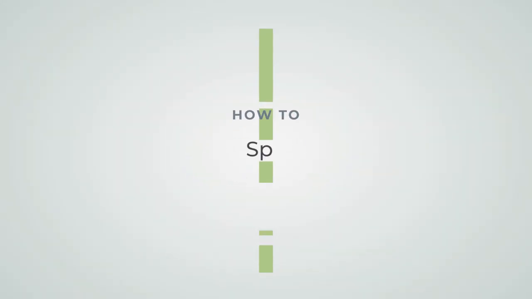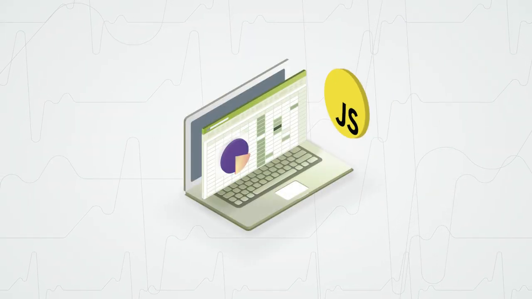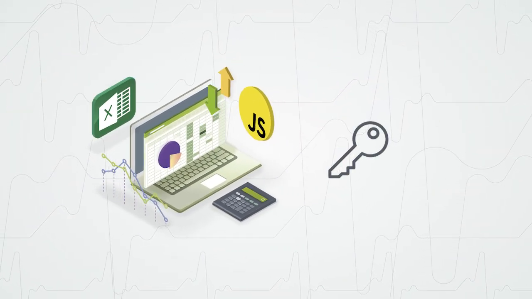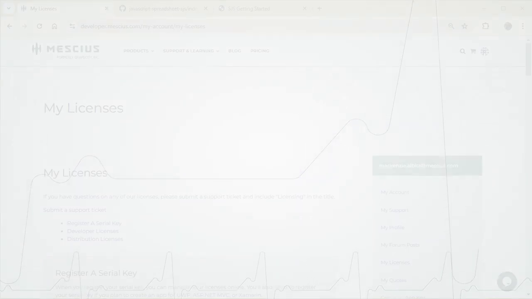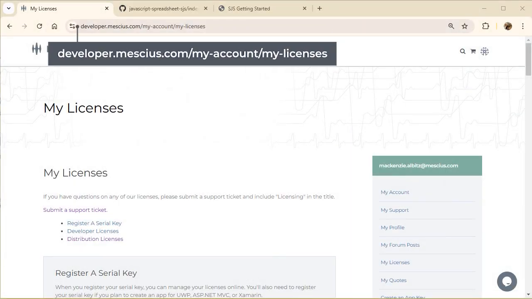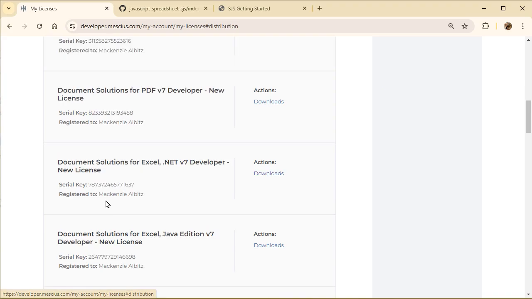How to set a SpreadJS distribution license key. In this video, we'll show how to apply a hostname distribution key to license your SpreadJS application. First, register your hostname and generate the hostname distribution key through the My Licenses page in your Mescius account.